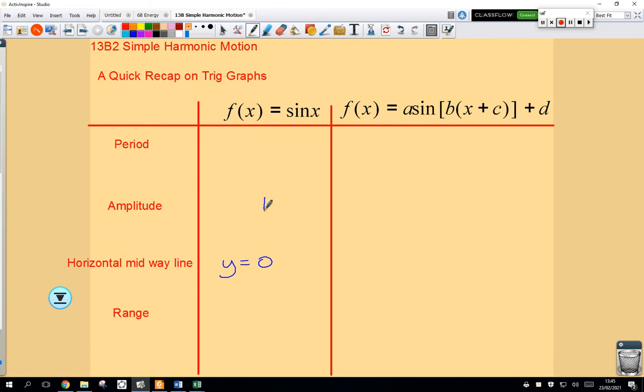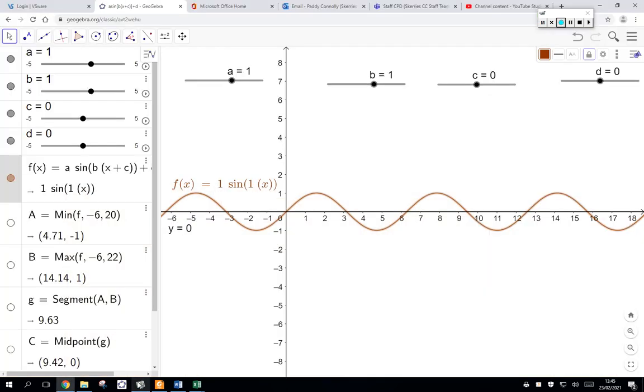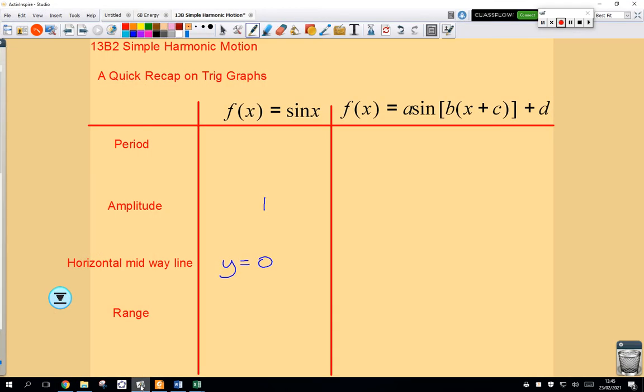The period for the sine function: how often does it repeat itself? Well, hopefully you do remember this from our work on periodic graphs and trigonometric functions. One complete period starts here where x is 0 and finishes up here. In fact, that's 2 pi, approximately 6.28, but 2 pi. The sine function has a period of 2 pi radians. Every 2 pi radians, it repeats itself.